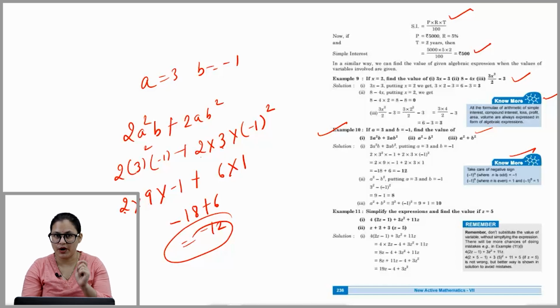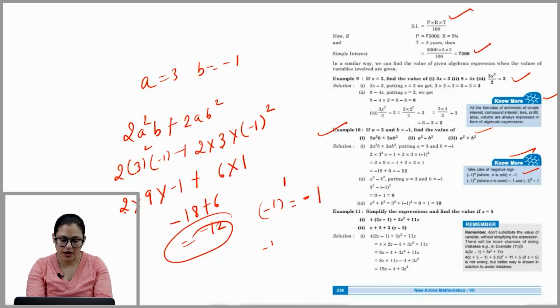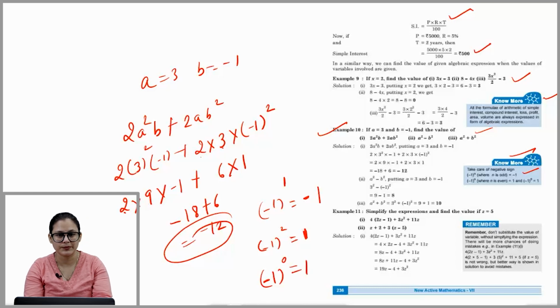Minus 1 raised to the power n, where n is odd, is equal to minus 1, and minus 1 raised to the power n, when n is even, is equal to 1, and minus 1 raised to the power 0 is equal to 1. Okay, if the power of any number is an odd number, then the sign will be negative. And if the power is an even value, or the square of a value, it will be positive only. And remember, if the power is 0, the value is 1 only.